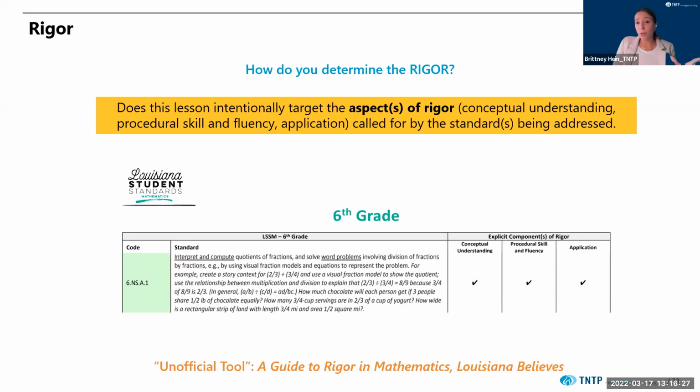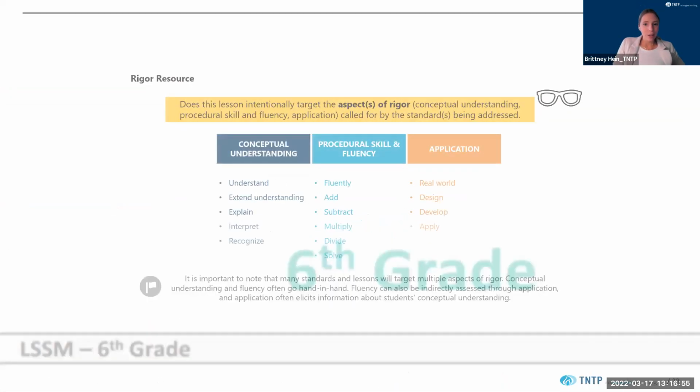And like I said, a helpful resource for this is Louisiana Believes, which Katie put in the chat. So feel free to open that, bookmark it, because it's a great way to determine whether or not a standard is rigorous. It's not an official tool though. It's kind of an unofficial tool because it wasn't put out by Common Core State Standards, but in our opinion, through TNTP and all of our mathematical eyes that we have on our team, it is a helpful resource, okay?